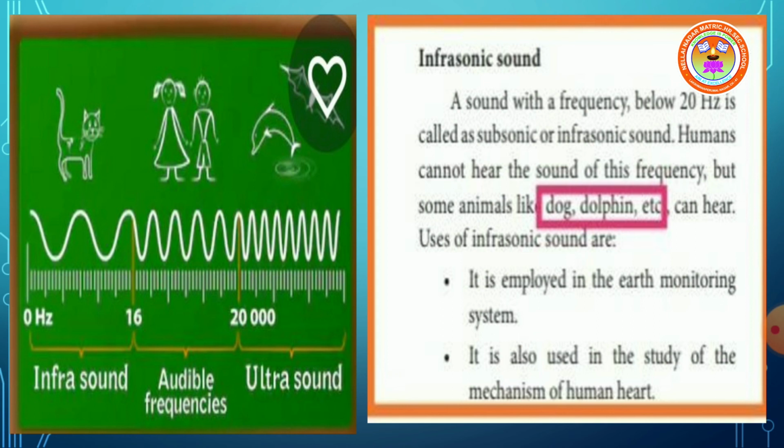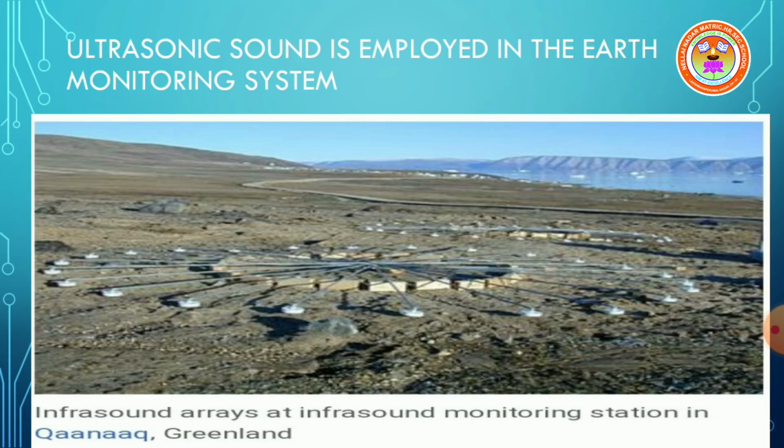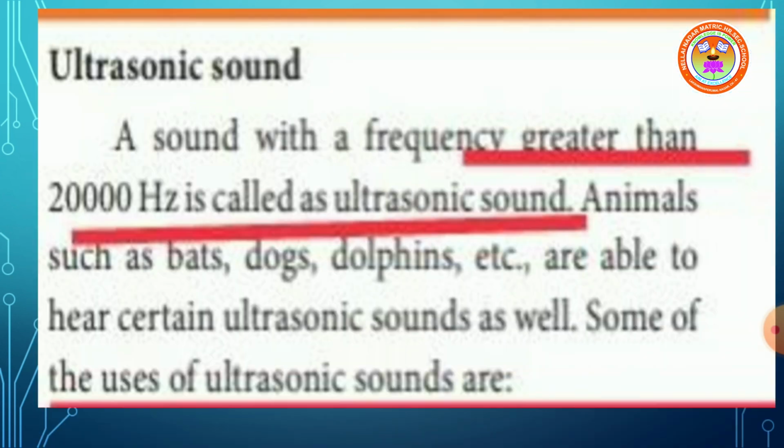Next, we are going to discuss infrasonic sound. A sound with a frequency below 20 hertz is called subsonic or infrasonic sound. Humans cannot hear the sound of this frequency, but some animals, such as dogs and dolphins, can hear this sound. Uses of infrasonic sound: it is employed in the earth monitoring system. It is also used in the study of the mechanism of the human heart.